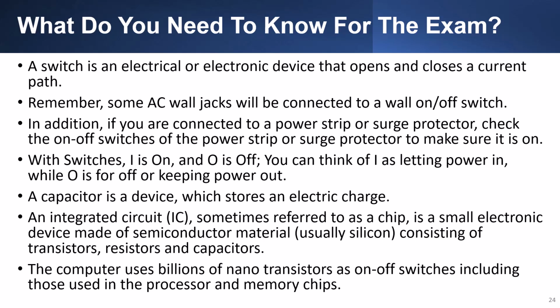An integrated circuit, or IC, sometimes referred to as a chip, is a small electronic device made of semiconductor material, usually silicon, consisting of transistors, resistors, and capacitors. The computer uses billions of nanotransistors as on-off switches, including those used in the processor and memory chips.